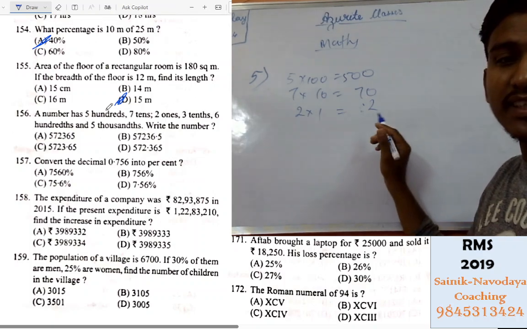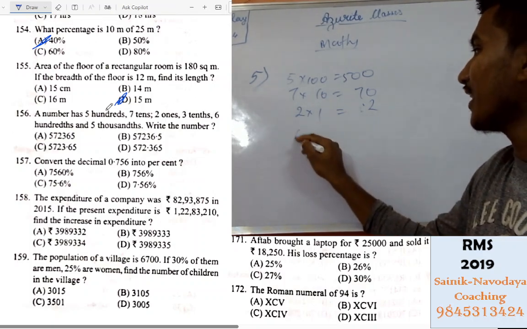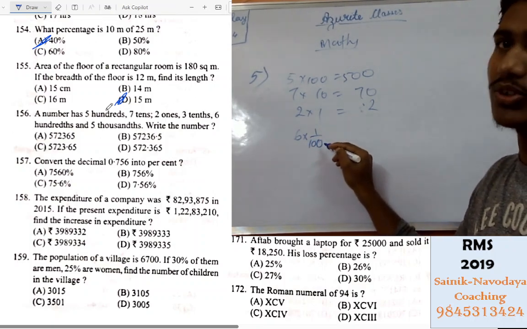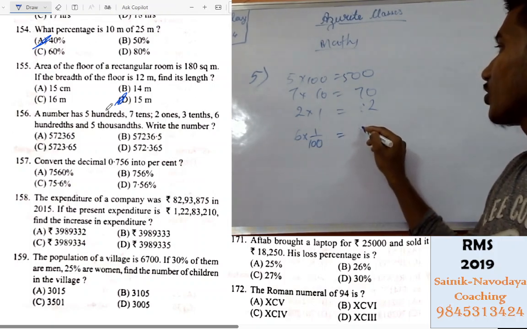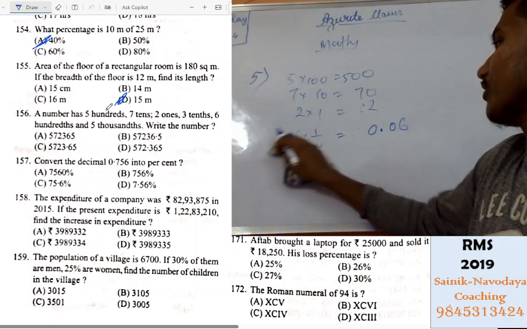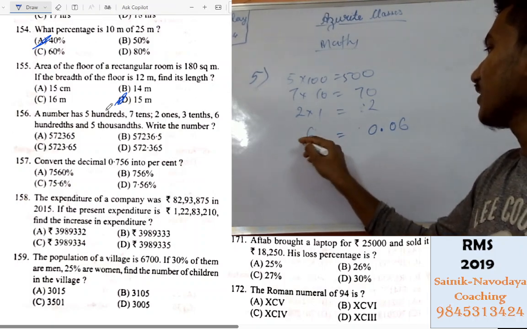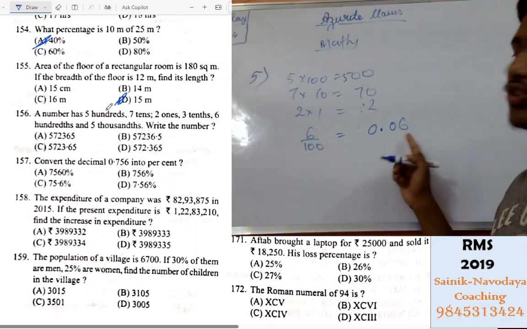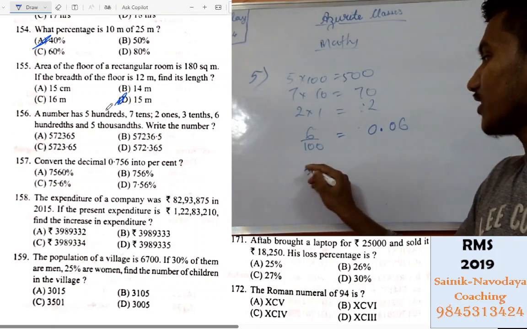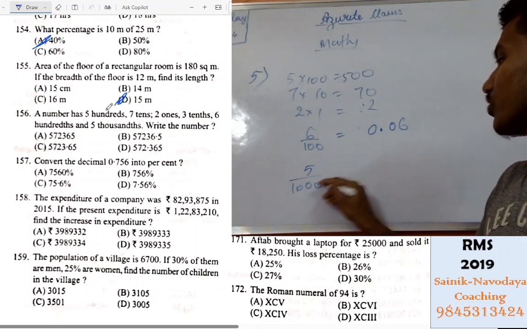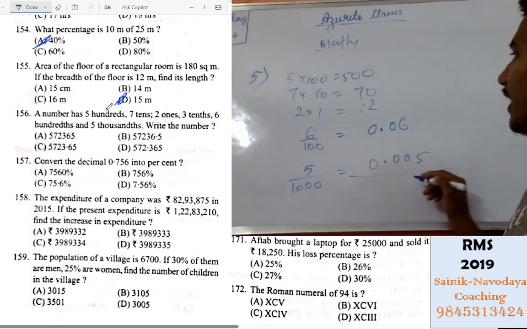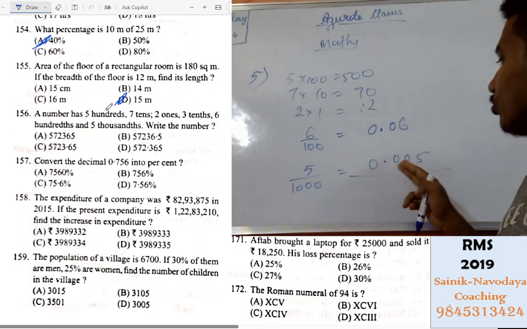And then after that 6 hundredths. 6 hundredths means 6 into 1 by 100, so that is 6 by 100. It will be 0.06. 2 zeros means 2 decimal places. Now they have given 5 thousandths. 5 thousandths means 5 divided by 1000. That will be 0.005. So the answer, if you add it, you will get 572.065.